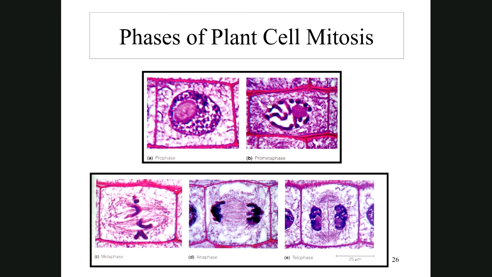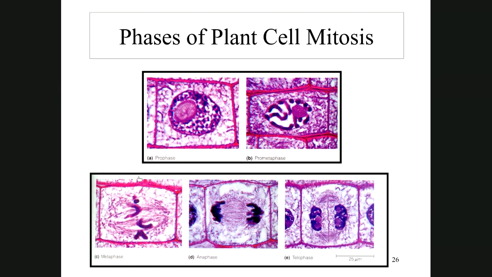Nuclear envelope is dissolving. You can see the chromosomes real well here in prometaphase. You can't see the spindle apparatus, but it has a spindle apparatus here that's being laid down. You can see it better down here in metaphase, when the chromosomes are lined up in the middle.